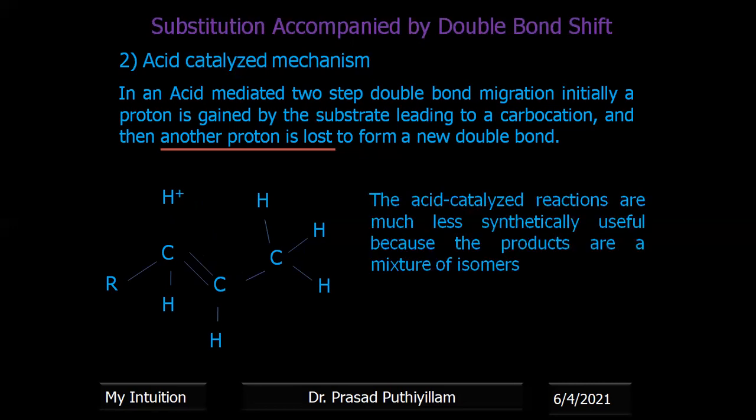This acid catalyzed reaction mechanism is rarely used, because the products formed are always a mixture of isomers, because the double bond shift accompanied by the acid catalysis gives a mixture of products. Not only a single product is formed, it gives a mixture of isomers. Therefore, it is difficult to isolate the one which is required for us, or the desired product we may not always get.